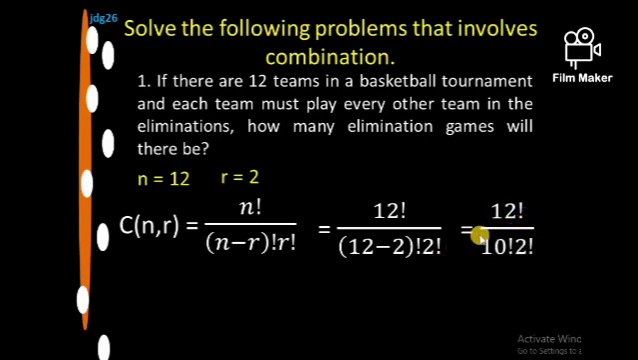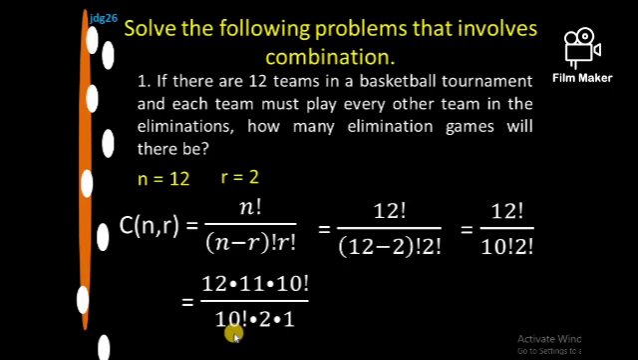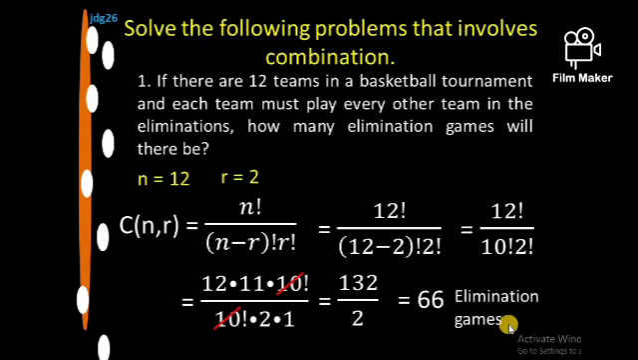Simplify. 12 factorial divided by, so ang 12 minus 2 is 10 factorial times 2 factorial. Expand natin, so pwede nang mag-stop sa 10. 12 times 11 times 10 factorial. Sa denominator, copy na lang si 10 factorial. Expand natin yung 2 factorial sa 2 times 1. Then, cancel si 10 factorial. 12 times 11 is equals to 132 divided by 2, which is equal to 66. So, ang final answer natin will be 66 elimination games.